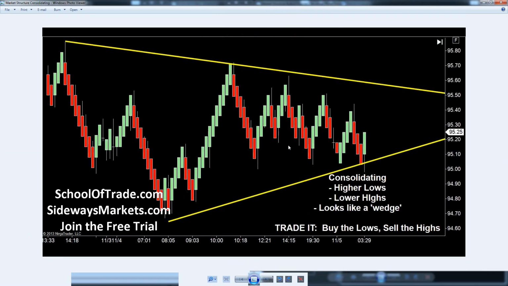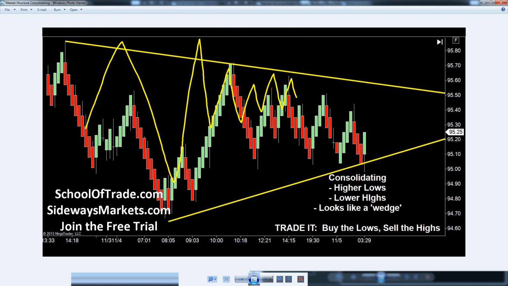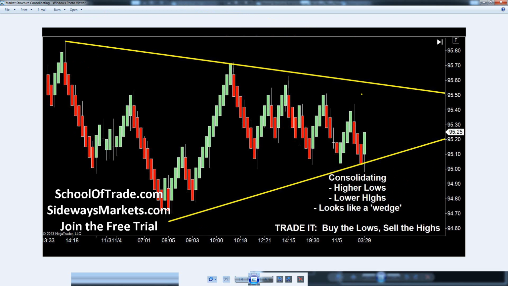Now, the next one is consolidation. Consolidation is one of those harder market conditions to trade if you're used to trend trading, but it consists of higher lows, lower highs. It looks like a wedge, and that's this example right here. So when you see price narrowing down and getting tighter and tighter, that's the area where you're going to want to look to buy the lows as well as sell the highs.